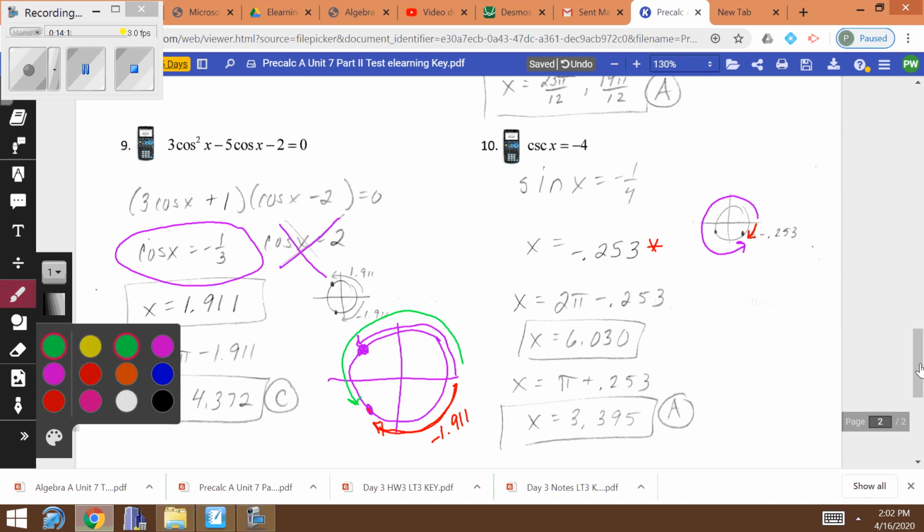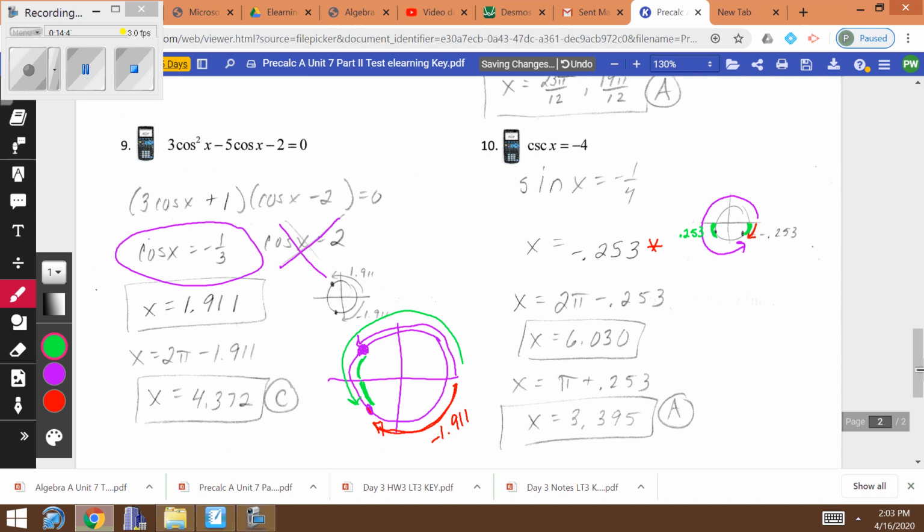Now, again, that is our reference angle on that. That is the distance away from the x-axis. So that means that's the same distance right here. So that 0.253 is that little itty bitty distance right there, and that's why we could take pi and add that. Again, that's different from number 9. In number 9, we did not know the reference angle. Could you figure out the reference angle? Sure, and do it a different way. But again, we didn't know it in that one. That 1.911 was not our reference angle. That's why that one was a little bit different.